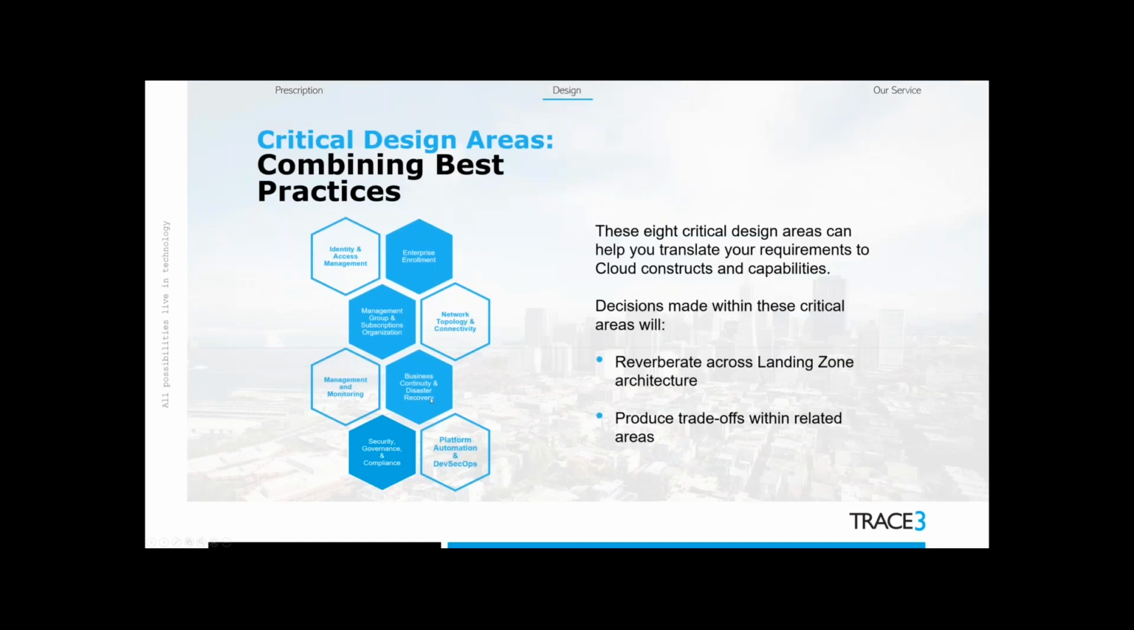Now, all of those best practices are combined through what we define as these 8 critical design areas to help you translate all of those various requirements into cloud constructs and capabilities. These decisions will be made through all of the various areas, and these are the top ones that we define from a cloud perspective. So things like enrollment, identity and access management, networking, business continuity and disaster management, monitoring, DevOps, DevSecOps, security, governance, and compliance, all of those areas.